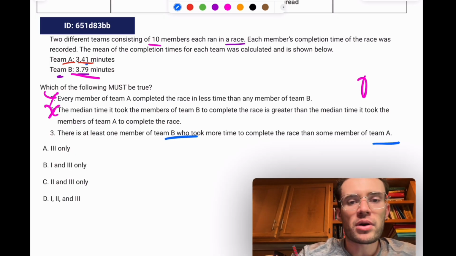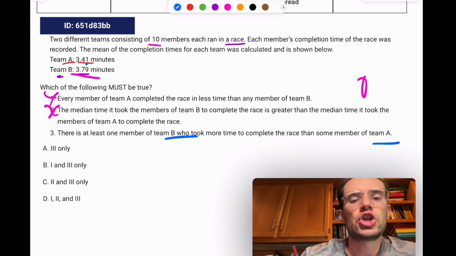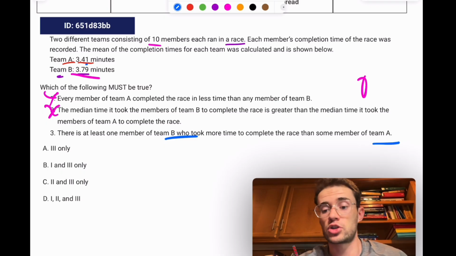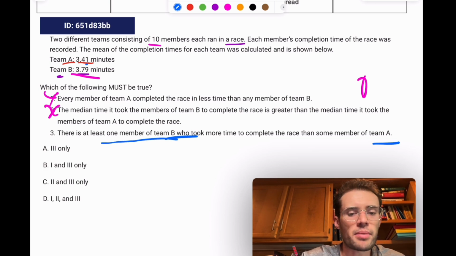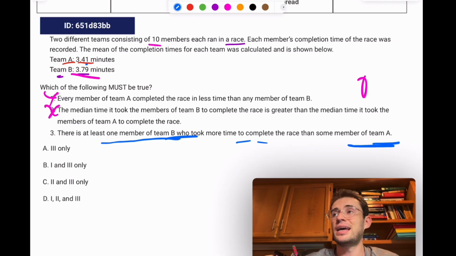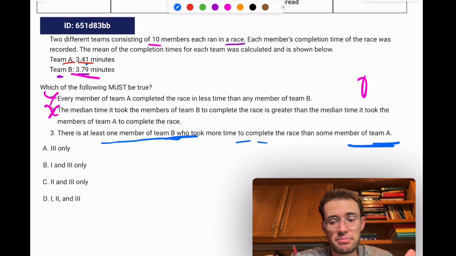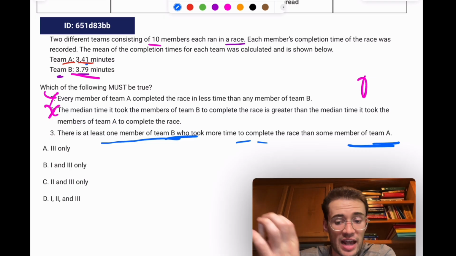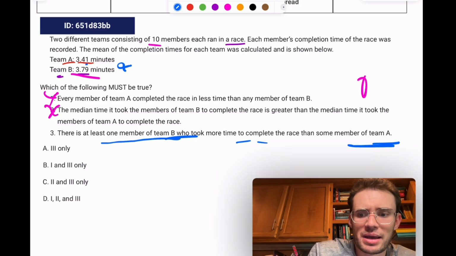Because if every member of Team B went faster than every member of Team A, then there's no way Team A has a faster time. Right now, again, it could be like 1 or 2 people carrying the team and bringing the average way down for one or bringing the average way up for the other. But this is saying at least one member of Team B took more time to complete than a member of Team A. The opposite of that, if that's not true, that means every member of Team B beat every single, even the fastest member of Team A, which can't be true if they lost the race, right? That wouldn't make any sense.